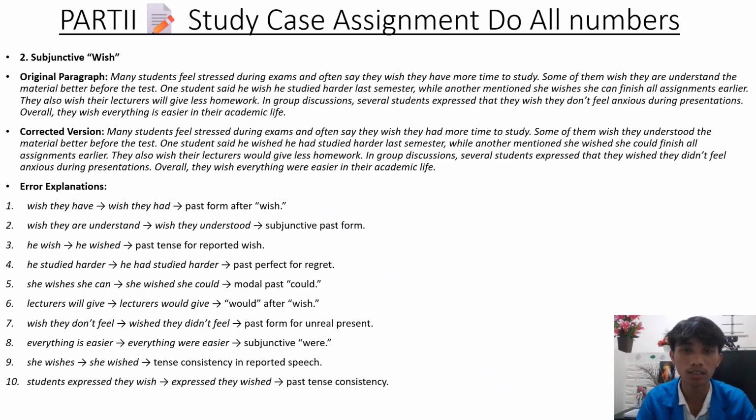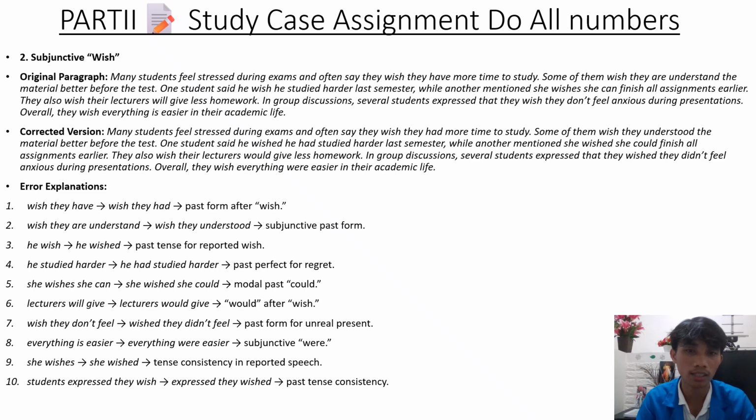In group discussions, several students expressed that they wish they didn't feel anxious during presentations. Overall, they wish everything is easier in their academic life. Corrected version. Many students feel stressed during exams and often say they wish they had more time to study. Some of them wish they understood the material better before the test.